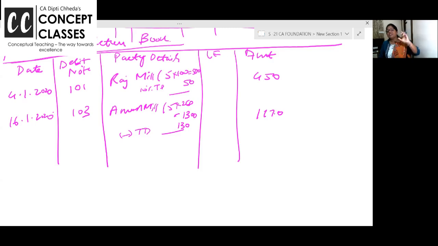Where did we write it? In Journal proper. So again, that asset returning, where will you write? Journal proper. So what we will write here, note.